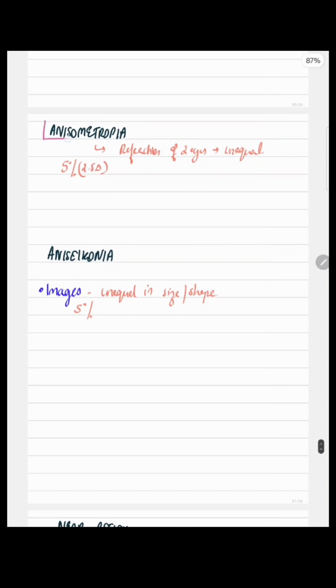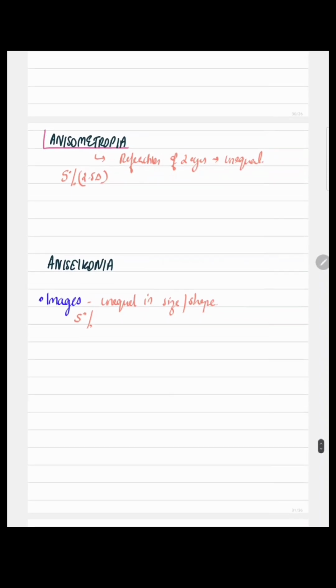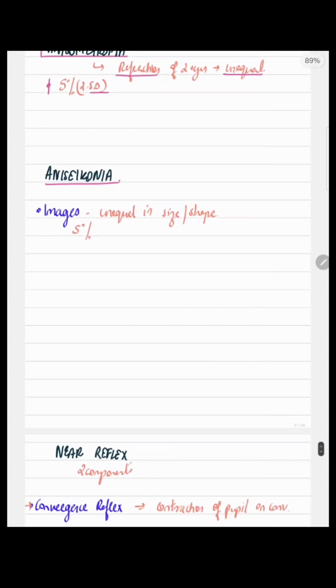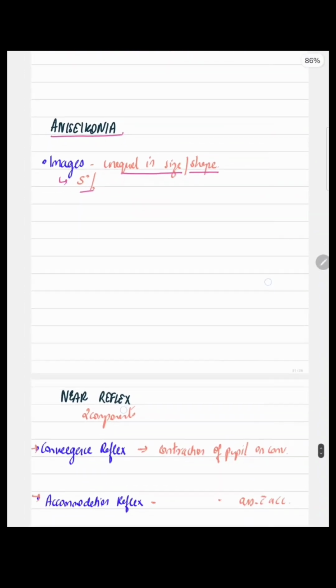Next, coming to anisometropia. It is defined when the total refraction of the two eyes is unequal. Anisometropia of 5%, that is 2.5 diopter, is well tolerated. Aniseikonia is when the images projected to the visual cortex from the retina are abnormally unequal in size or shape. Here up to 5% is well tolerated.